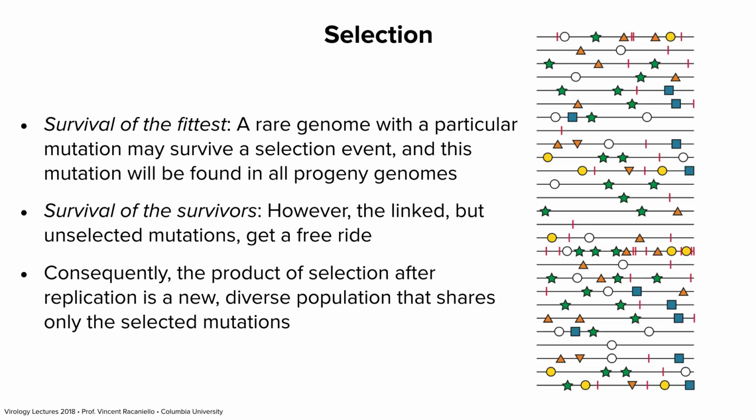So we call these unselected hitchhikers. They get a free ride. Survival of the survivors. Those viruses are not selected for, but they come along with the survival of the fittest. So after replication occurs in a host, and again, this can happen in a single infected host as the virus moves from cell to cell, you have a new population based on selection and the mutations that come along.